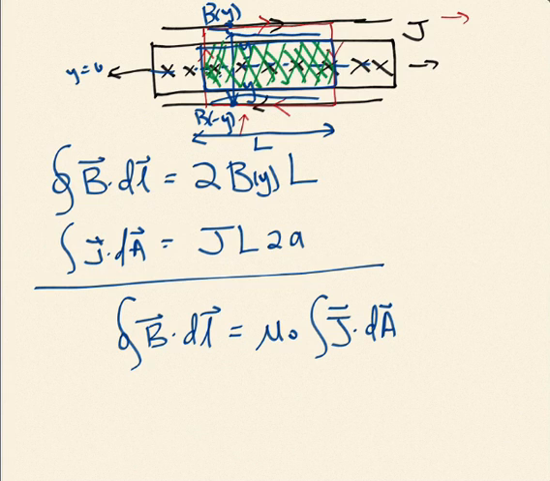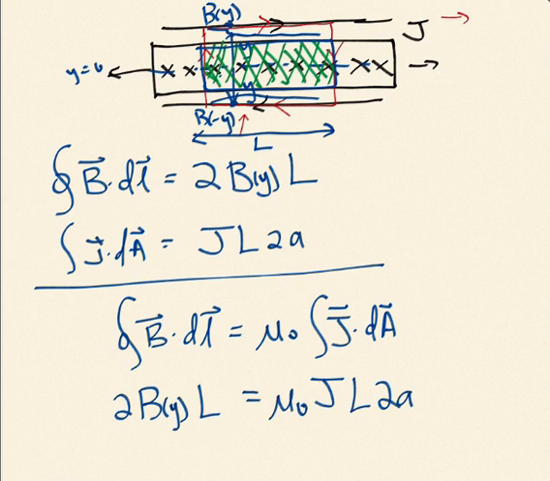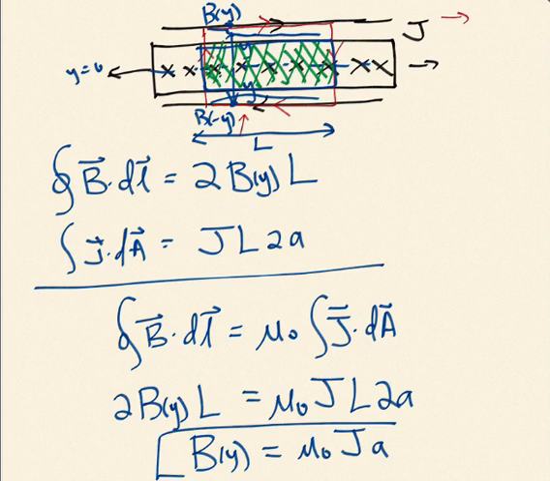This is going to be 2BL. And let me just be clear, this is B at position y above the current sheet times L is mu naught times J times L times 2a. And so what you find is B at that location y, or minus y, is mu naught J a. It's constant. So the magnetic field is independent of that distance y.